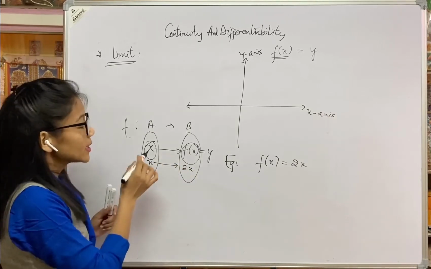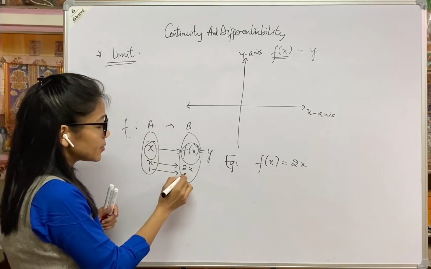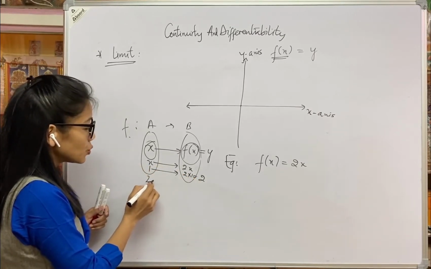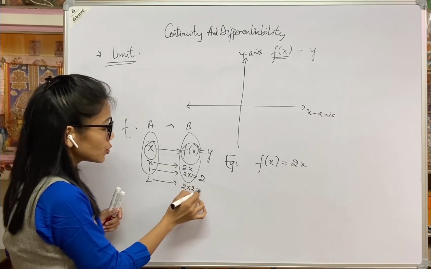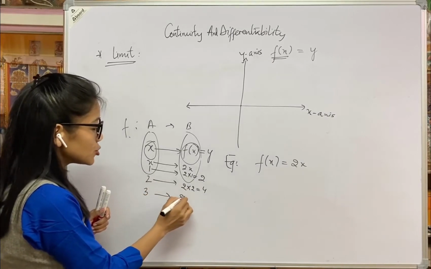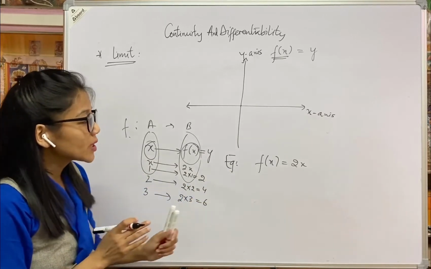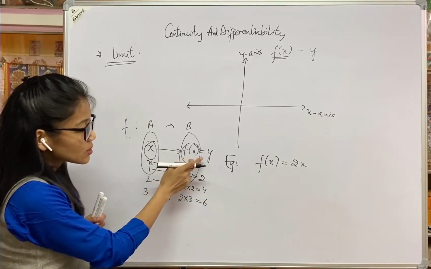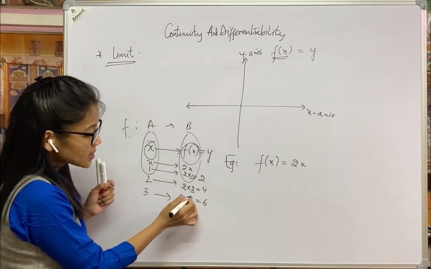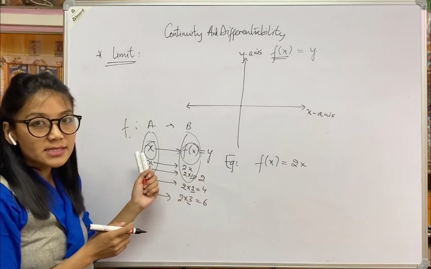This is 2x. Now this set can contain any element. Suppose I have 1 here, then its image will be 2 into 1, that is 2. If I take 2, I get 2 into 2, that is 4. If I take 3, I get 2 into 3, that is 6. So this is how my function 2x is defined. You can see that the value of f(x), or the value of y, depends on the value of x. As you change the value of x, you get different values for y. So y is the dependent variable and x is the independent variable.